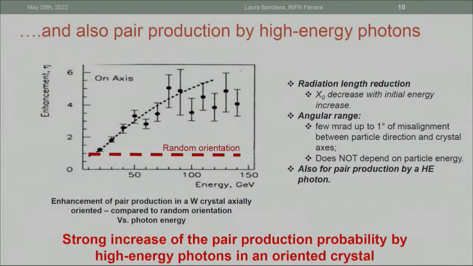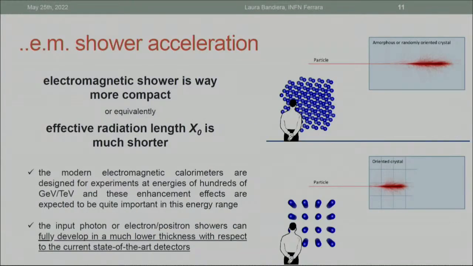But not only is Bremsstrahlung enhanced, but also pair production. These are the results of very high energy photons interacting in an oriented tungsten crystal. You can see that as a function of the energy, you have an enhancement of pair production that is quite macroscopic, and altogether, you are accelerating the electromagnetic shower. Because you are effectively reducing the radiation length, and this reduction is dynamic during the shower, because it always depends on the particle energy, on the photon energy, on the electron and positron energy.